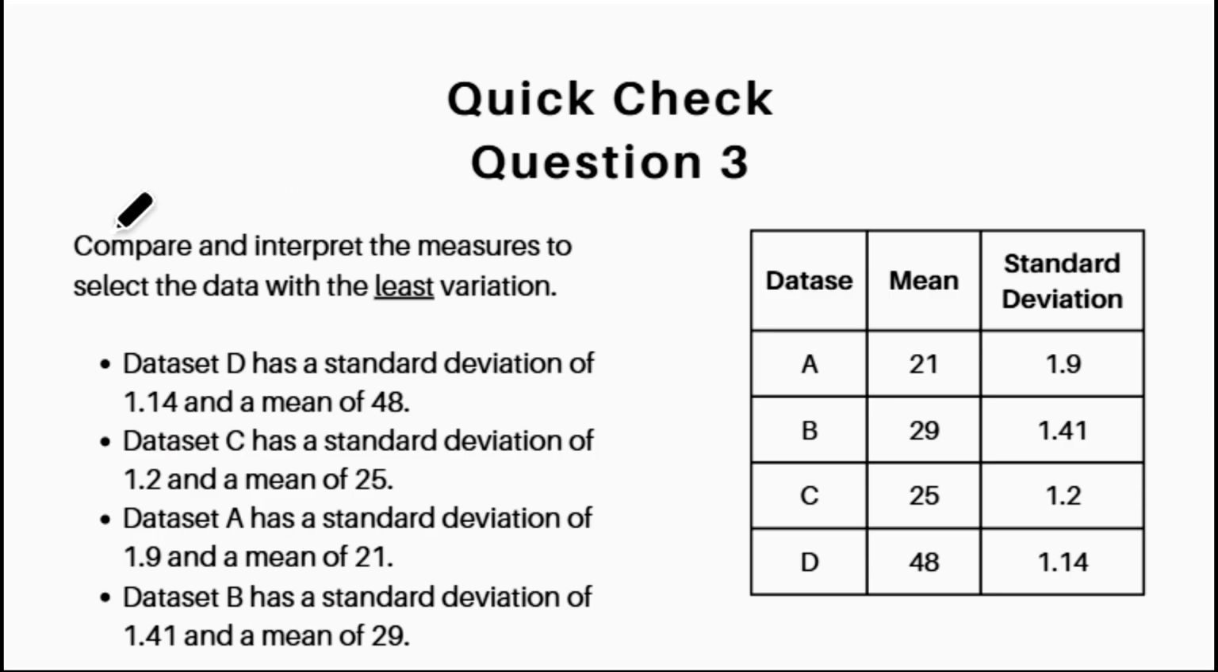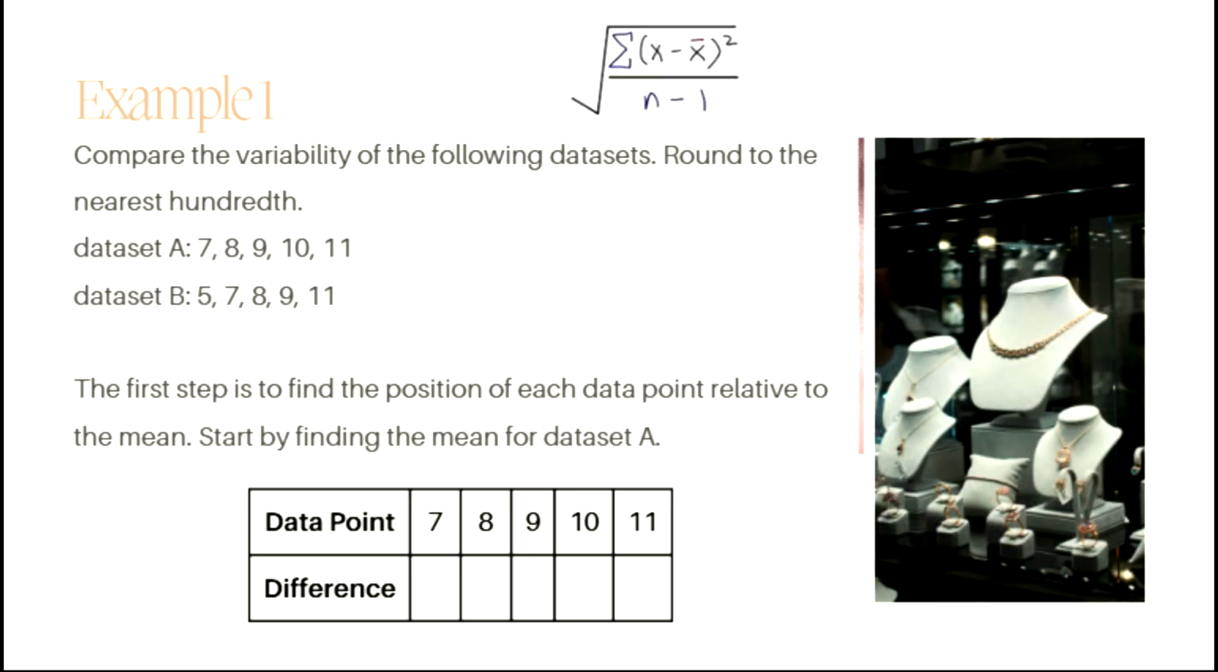So compare and interpret the measures. Select the data with the least variation. Guess what? This is the only thing that matters. So find the least variation, find the correct answer. Here is example 1. Compare the variability of the following data sets, round to the nearest hundredth.